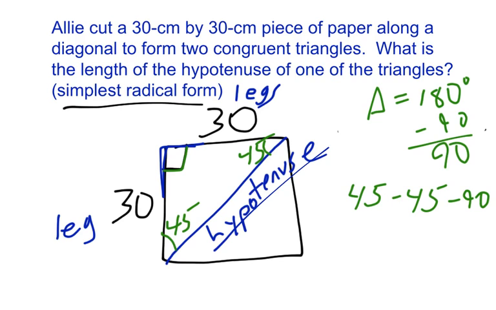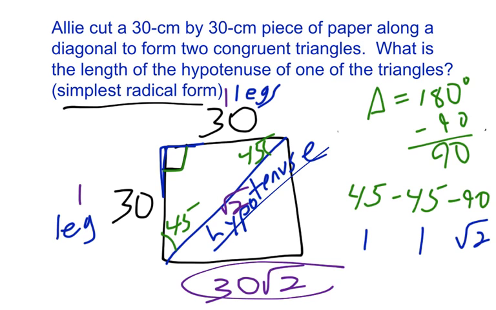Now here's the cool relationship with a 45, 45, 90 triangle. 45, 45, 90 triangle, the sides are going to be in the relationship of 1 to 1 to square root of 2. So these are 1 to 1 because they're the same measurement, and the hypotenuse is going to be square root of 2 times bigger than the legs. So really all you have to do is 30 square root of 2, and that's your answer.